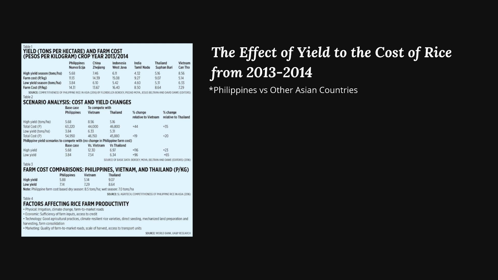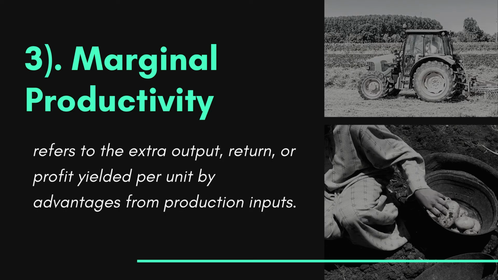So let us now move on to marginal productivity. I know a lot of you are not familiar with this one, so let's define it first. Marginal productivity or marginal product refers to the extra output, return, or profit yielded per unit by advantages from production inputs. Inputs can include things like labor and raw materials. Basically, it's just the additional amount produced when you add one additional unit of a particular factor, such as an additional man-hour of labor.